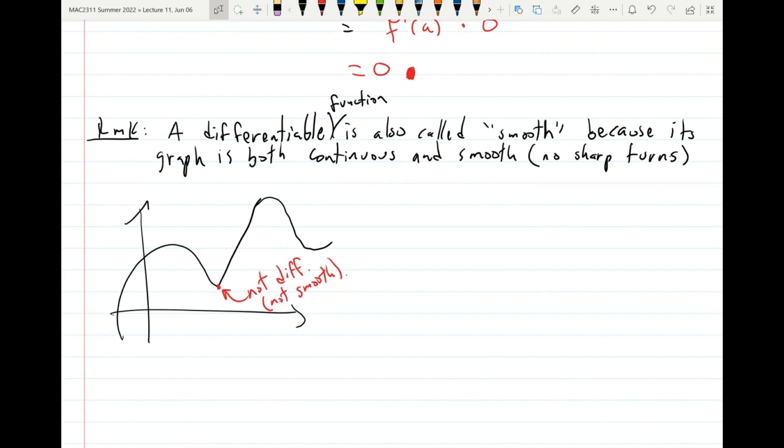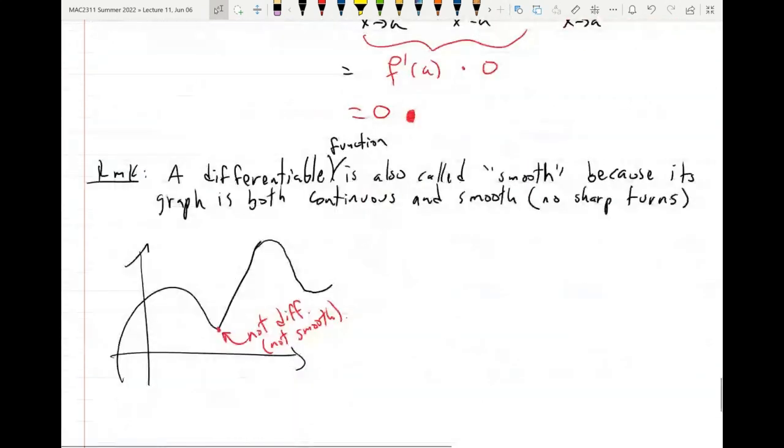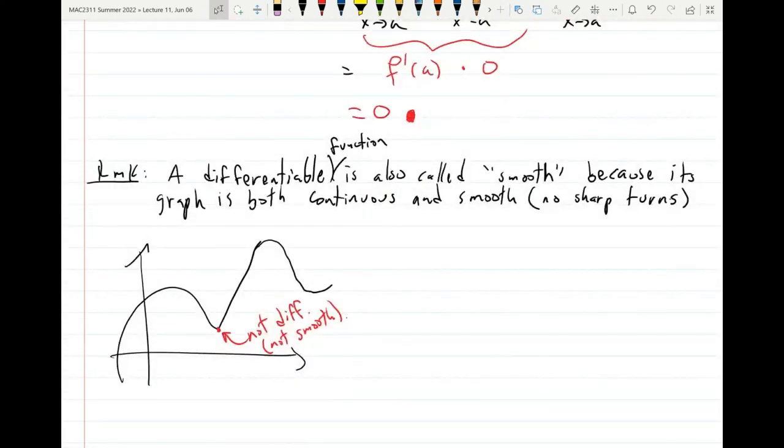Your derivative could be undefined because the side limits are different, in which case typically you are in a situation like this. There's no vertical tangent line here. It's just that you have different derivatives, different slopes at the point. But another way that the derivative could be undefined is if your limit is infinity. Okay? We're going to do an example now with the limit is infinity. And when that happens, then that means that you have a vertical tangent line.